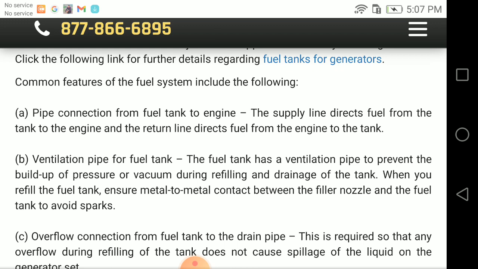Ventilation pipe for the fuel tank. The fuel tank has a ventilation pipe to prevent the buildup of pressure or vacuum during refilling and drainage of the tank. When you refill the fuel tank, ensure metal-to-metal contact between the filler nozzle and the tank to avoid sparks.